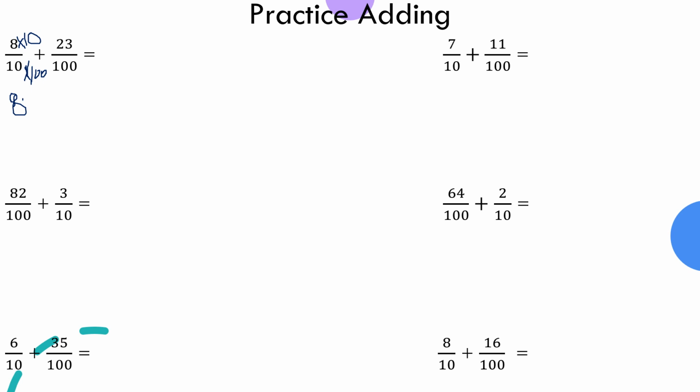80 over, what's 10? I'm sorry, I put 2 zeros right there. What's 10 times 10? 100. Then I keep 23 over 100 because it already has 100 as a denominator.